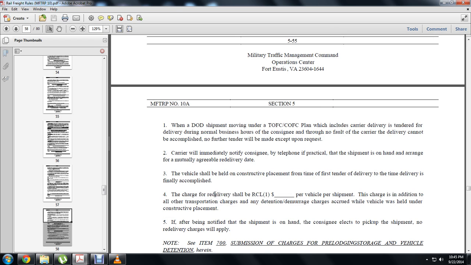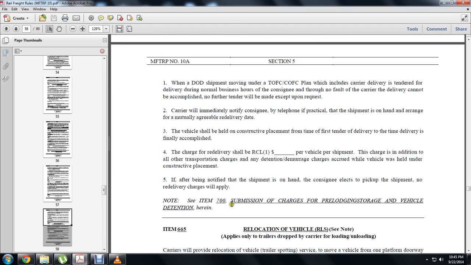The charges in addition with all other transportation charges, the detention, demurrage, the charges incurred by the vehicle withheld by the constructive placement, and if after being notified by the shipment on hand, the consignee elects the pickup of the shipment, no delivery charges will apply. See C700, submission of the charges, pre-lodging storage and vehicle detention herein.